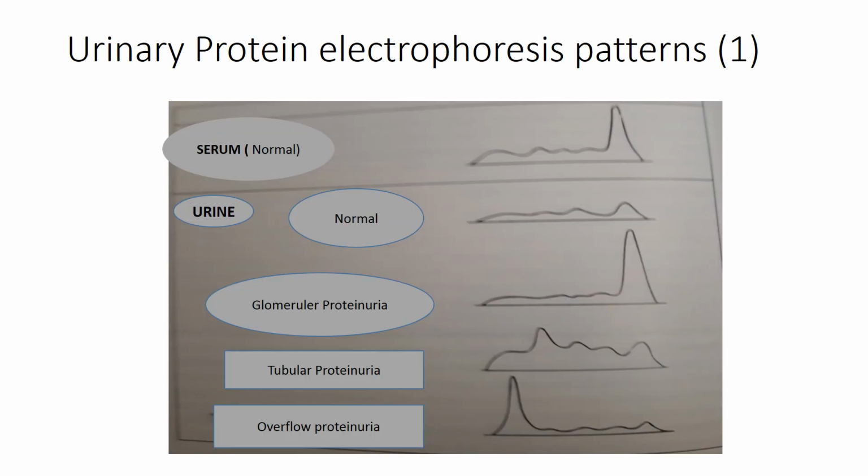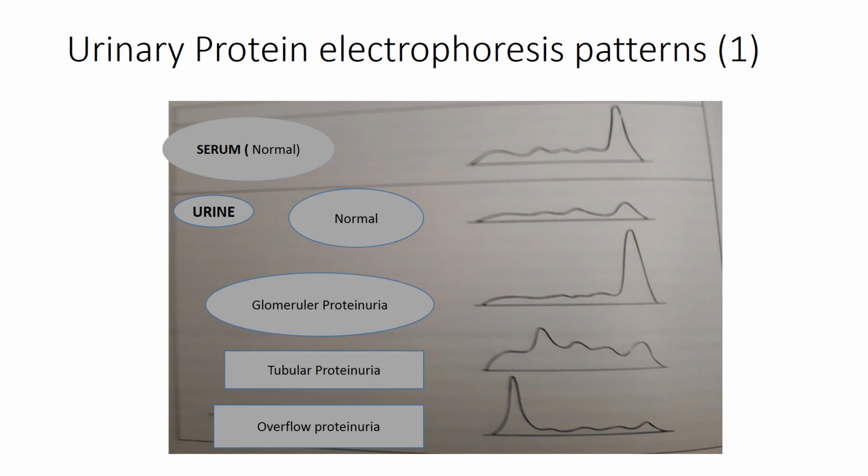Using electrophoresis, everything that we've talked about has different patterns. So one can use electrophoresis to differentiate between these 3 different types of proteinuria. On top there is a graph showing the normal distribution of serum proteins. On the far right, we can see albumin. That little peak is albumin, followed by alpha globulins, beta globulins, and then on the tail end, gamma globulins.